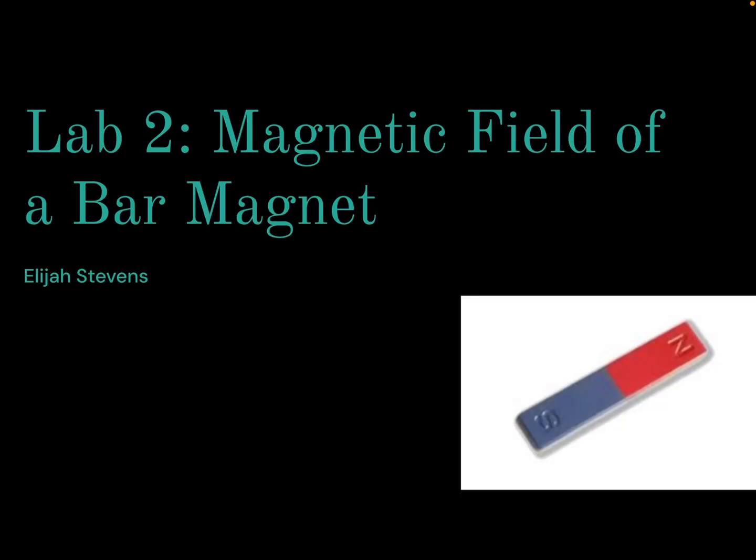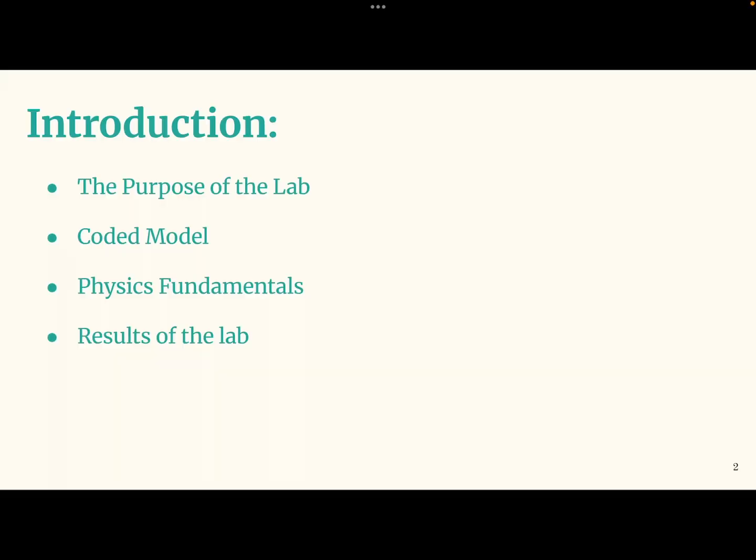Today we're going to be discussing magnetic fields of a bar magnet. The purpose of this lab was to determine the magnetic dipole moment of a bar magnet by collecting experimental data using a smartphone magnetometer, analyzing that data using logarithmic regression, and then comparing the results to a computational model we created in GlowScript. The main physics fundamentals for this lab include understanding magnetic fields, magnetic dipoles, and the equations that describe how these fields behave.